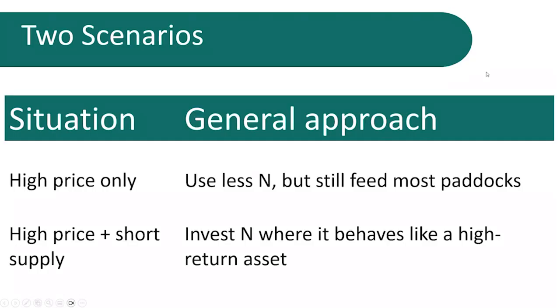So once again, just the two scenarios I can see. The general approach, if it's high price only, use less N, but still feed most paddocks. If there's high price and short supply, invest where N behaves like a high return asset. In other words, start thinking about leaving paddocks out and fallowing them, particularly the ones that have got structural compromise through compaction or other issues, and stick to the 60 or 80% of the paddocks that are the high producers in any 1 year.